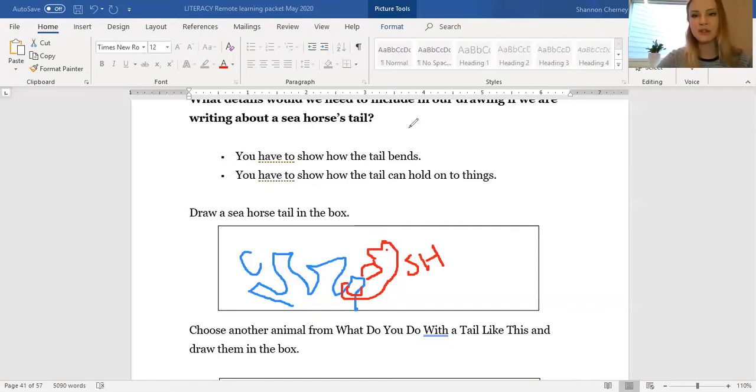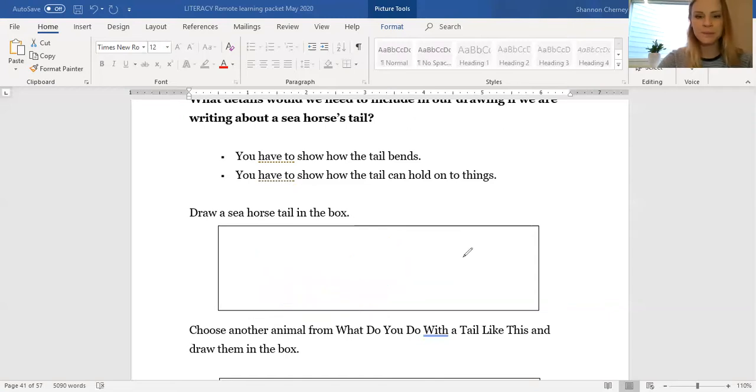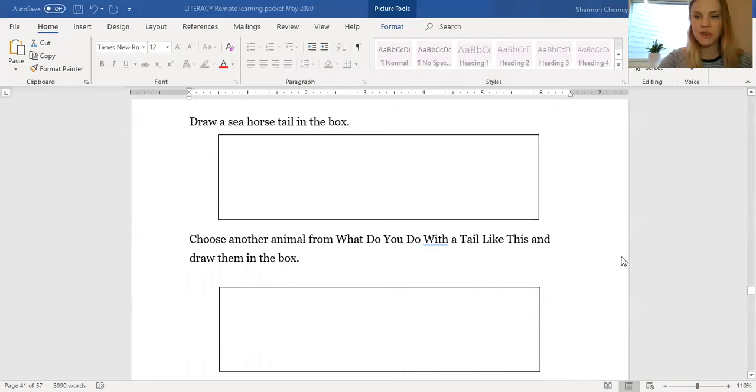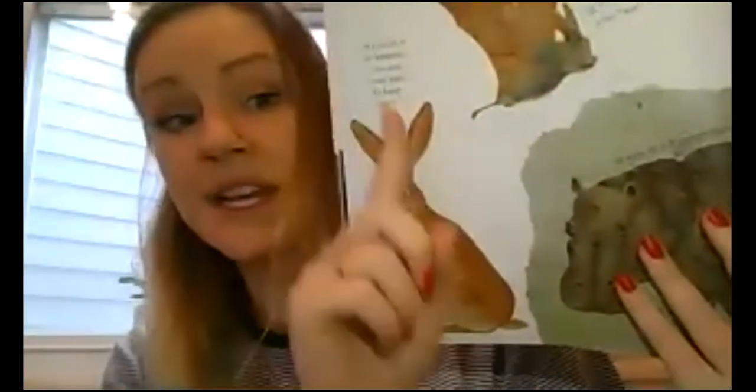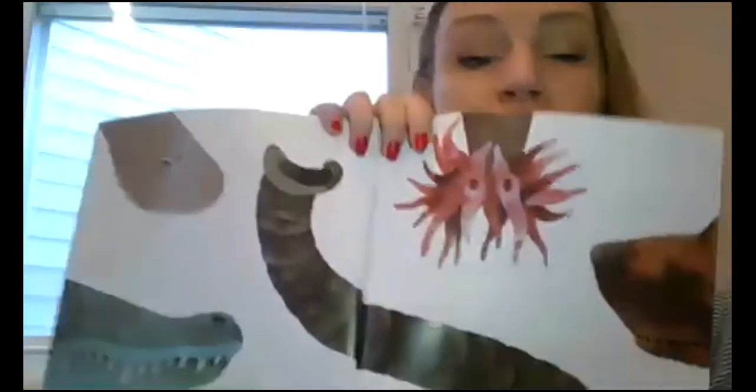But up next, we have a very fun illustration that we need to do about an animal from What Do You Do with a Tail Like This? You can draw any animal you want. You can draw a bush baby. You can draw an eagle. Ooh, you could draw a hare with its really big ears to hear. Ooh, or an elephant with its nose or trunk. So many juicy details for you to draw on your own in the next box.